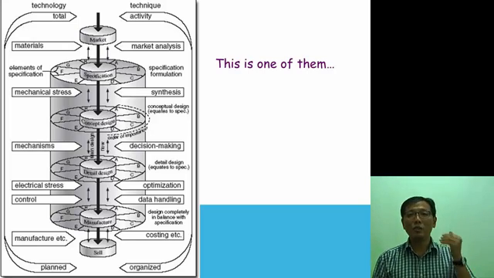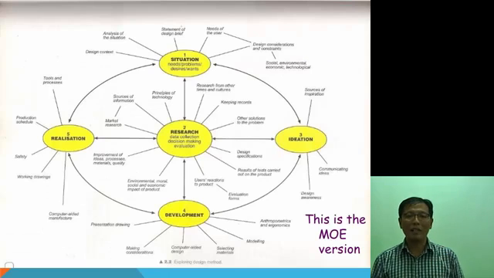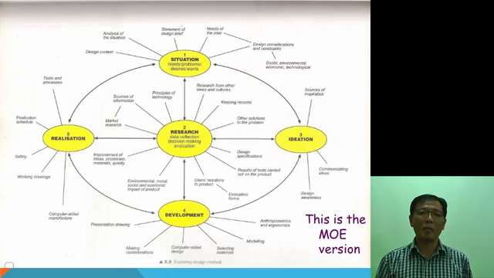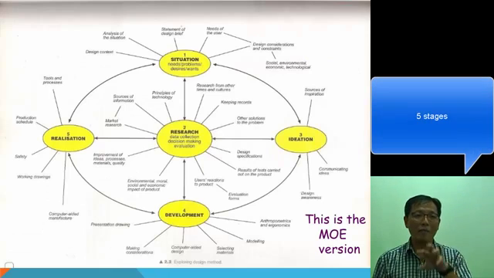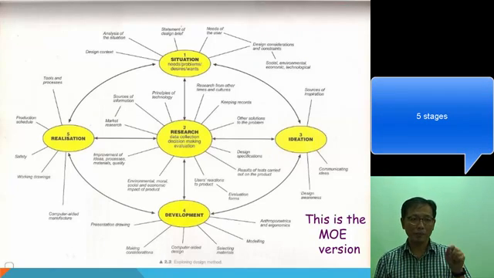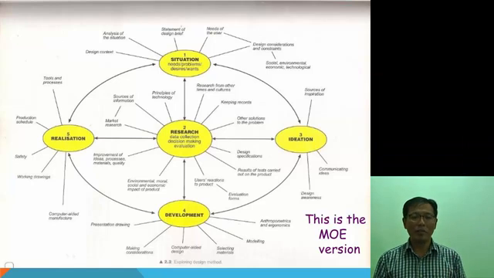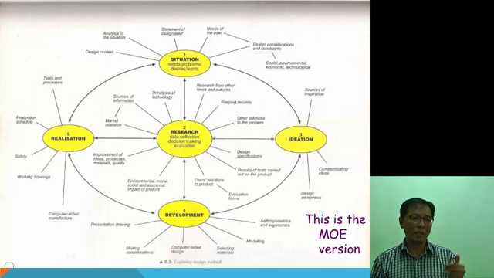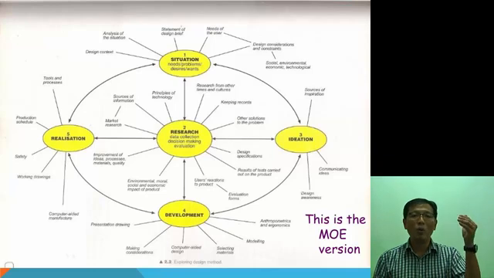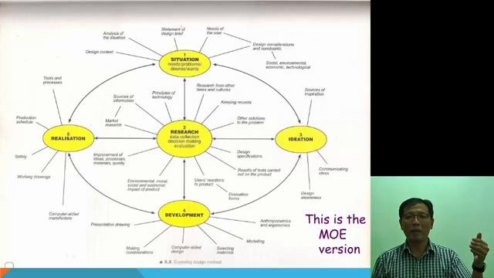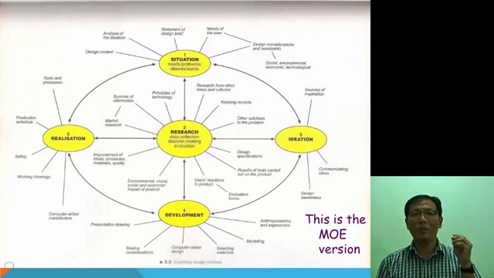Now, if there are so many processes, which one do we adopt? So MOE has one. This is the recommended design process for you. You look at the 5 bubbles, the yellow bubbles. Situation is one of them. Research is number 2. Number 3, ideation. Number 4, development. And number 5, realization. Now, we will go through it step by step. And this is one of the models that we always refer you to.